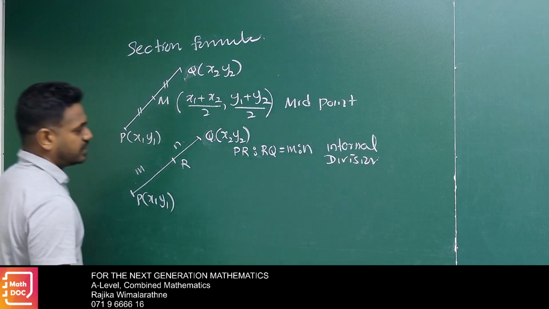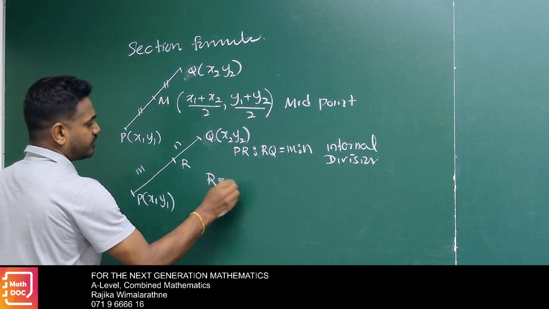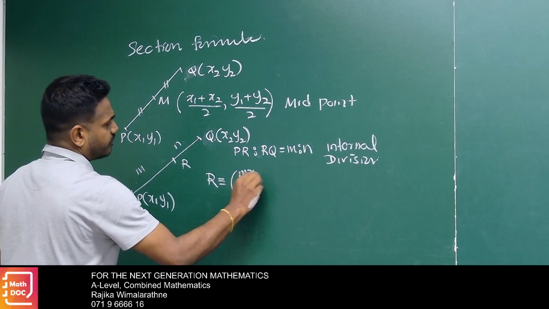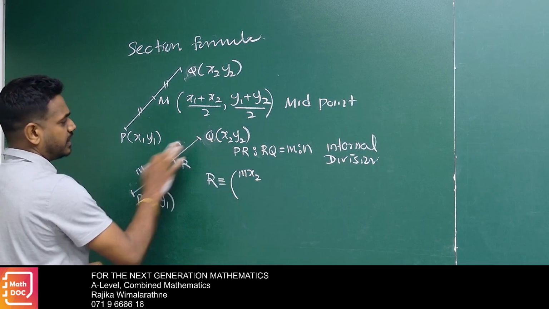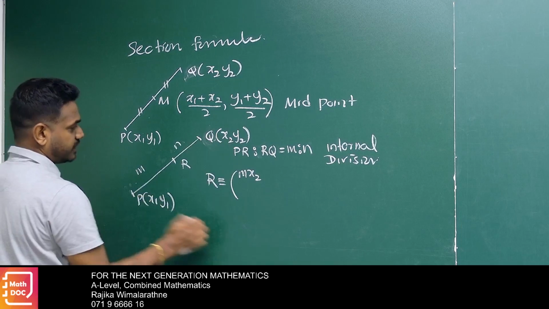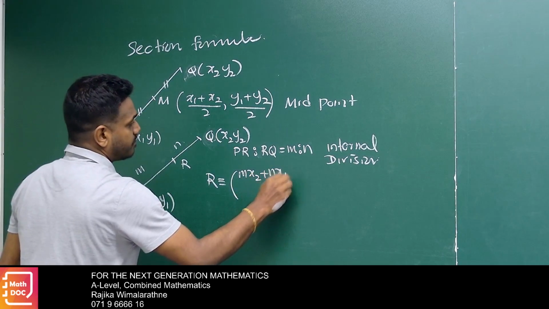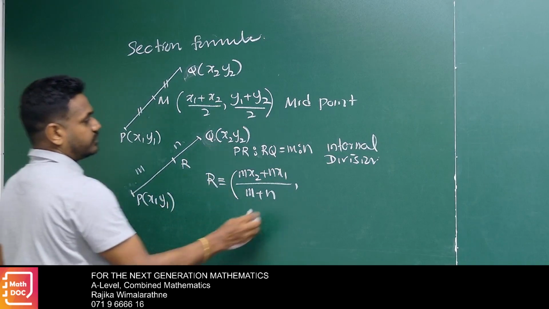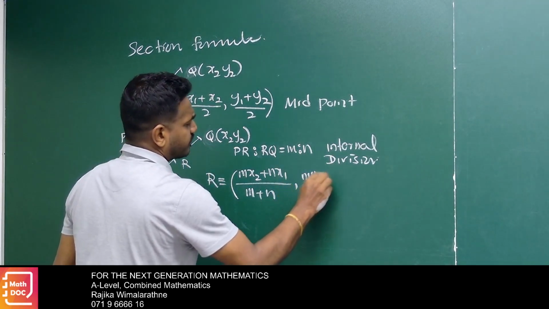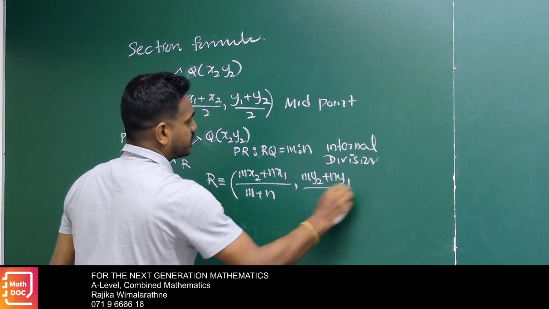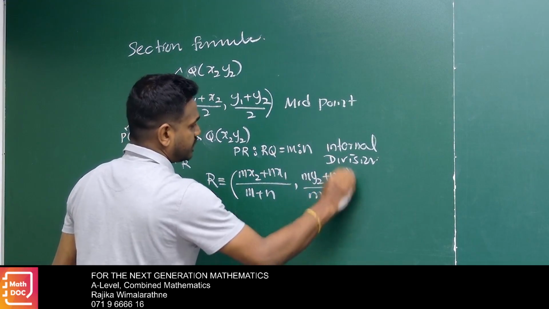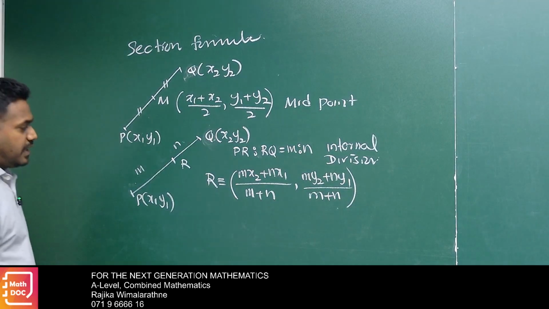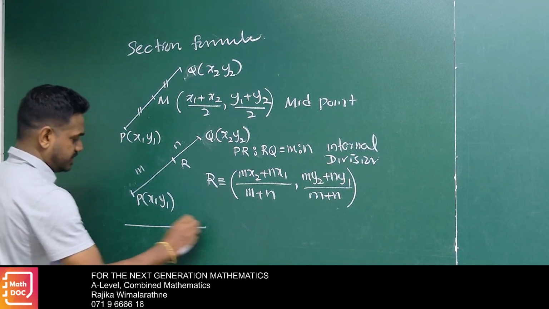Internal division. Then you write this point R here as follows. Here m multiplies with the non-related coordinate: mx2 plus nx1 over m plus n. Similarly, my2 plus ny1 over m plus n. Here is the internal division formula. Then again we have external division.